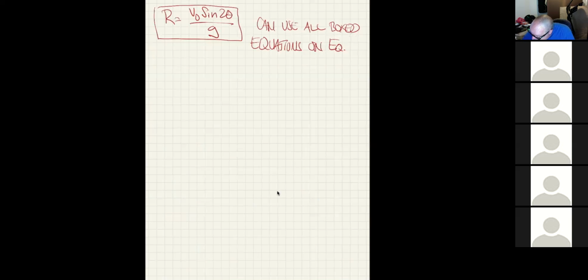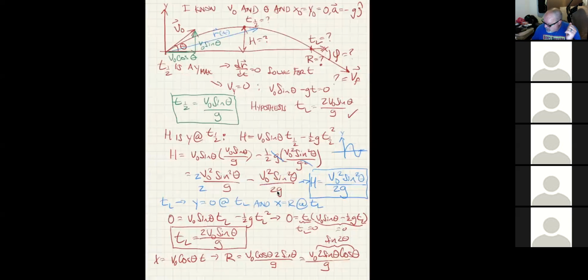I have a quick question about the landing time derivation. How are you explaining canceling the v0 sine theta minus 1/2 g t landing, setting that equal to 0? Okay, on this line right here, you mean? Yes. Can we go over that real quick? Yeah, so it was basically v0 sine theta t minus 1/2 g t squared. That was y from the R vector.